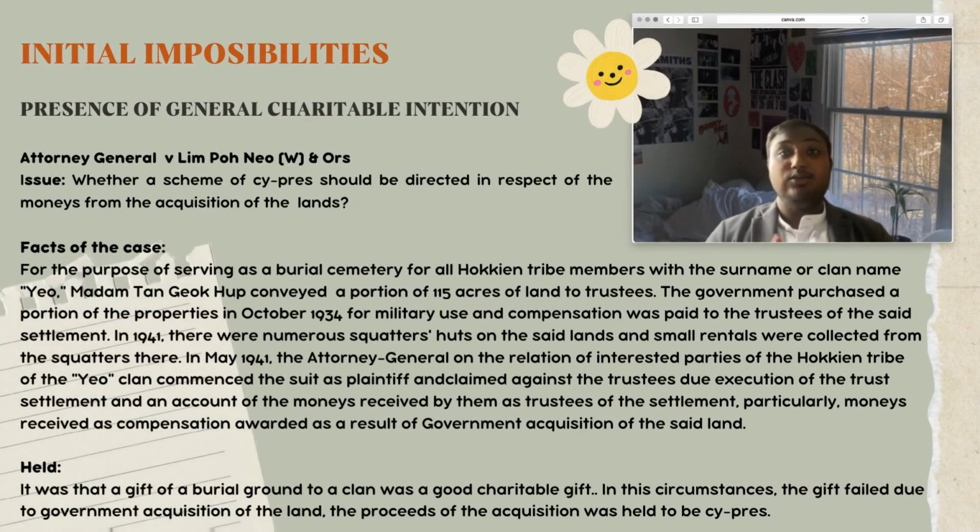First of all, we shall look into the situation in which the general charitable intention is present under the initial impossibilities. So we shall look into the case of Attorney General versus Lim Po Nyo, in which the Attorney General, on the relation of interested parties of the Hokkien tribe of the Yo clan, has commenced the suit as plaintiff and claimed against the trustee due execution of the trust settlement and an account of the money received by them as trustee, in particular the money received as compensation awarded as a result of the government acquisition of the said land.